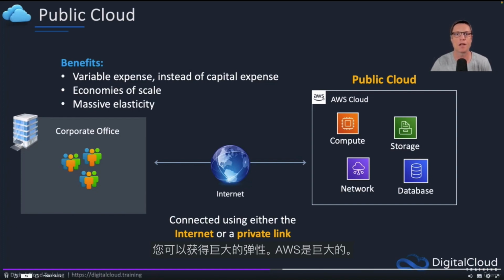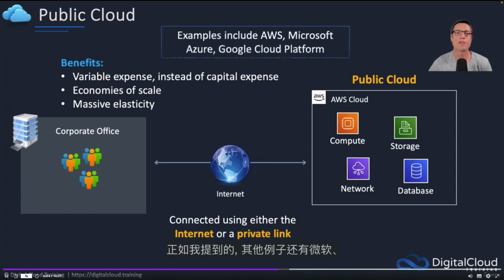AWS are huge. They have such a massive amount of compute power that it's very rare that they're going to run out. There's usually always some capacity somewhere. And so even the biggest companies with the largest requirements don't have an issue scaling in the cloud. And as I mentioned, other examples would be Microsoft Azure and Google Cloud Platform as well. AWS is by far the leader in this space. Azure come in second place and Google Cloud Platform a little way behind that.